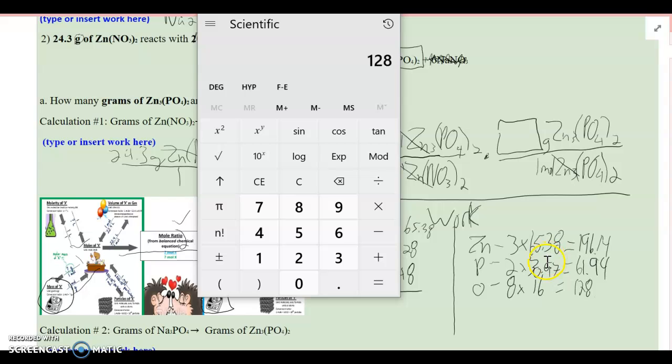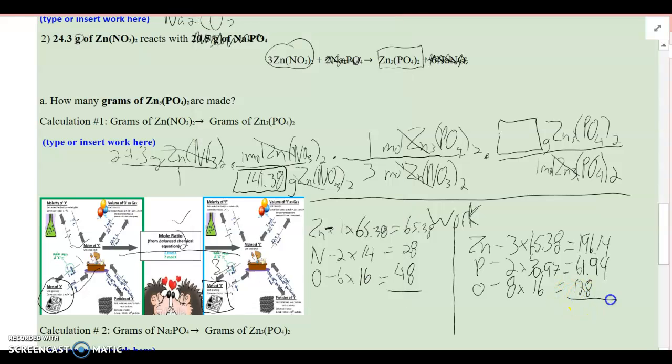Now I have to add all these up. 128 plus 61.94 plus 196.14 equals 386.08. All that work. 386.08. I'm going to plug this number up here. Okay, now I can start to solve my problem.